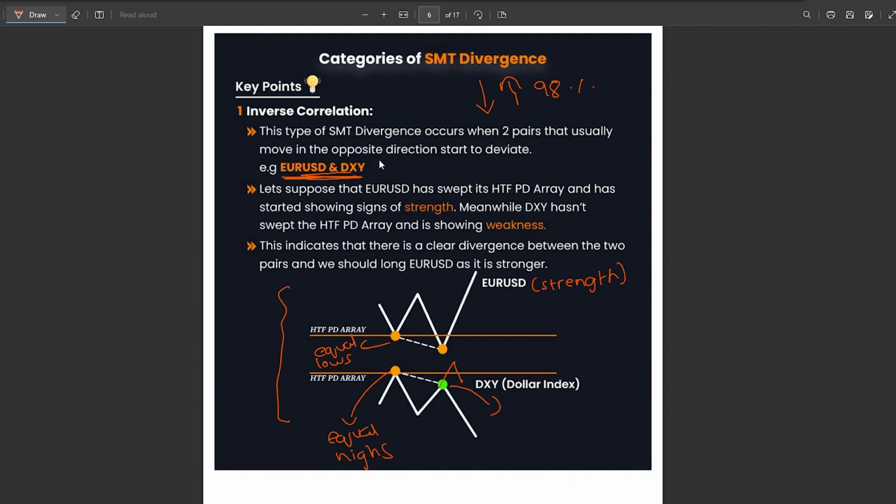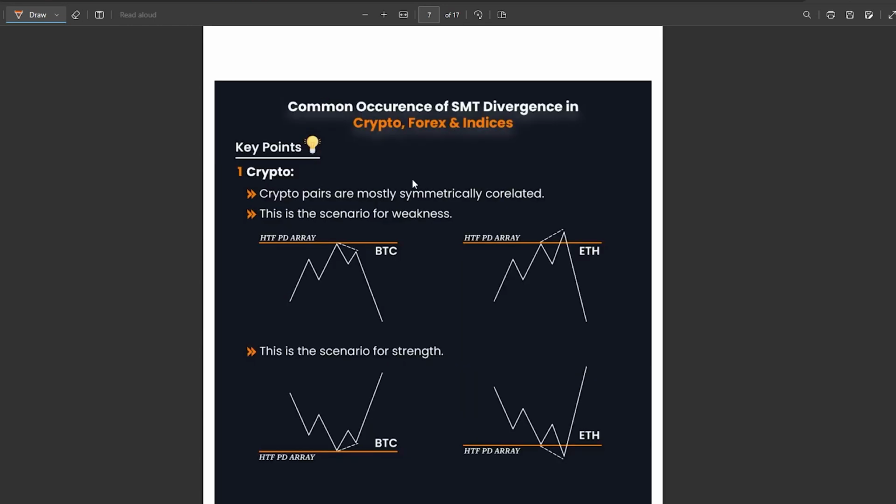We studied two types of SMT divergences. First was symmetrical correlation, in which we saw pairs that were directly correlated and moved in the same direction. The second type is inverse correlation, in which we saw pairs that move in opposite directions, such as EURUSD and DXY. Now let's look at some common occurrences of SMT divergences in crypto, forex and indices. However, SMT divergences are not limited to these, and you can find different types of divergences, but these are some of the most common and the ones I use in my trading.